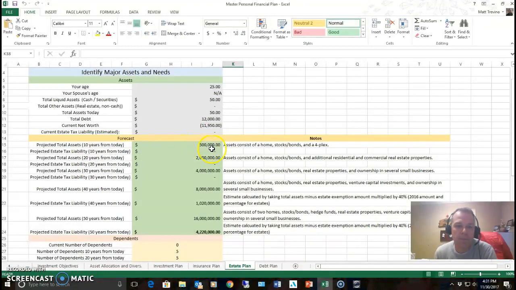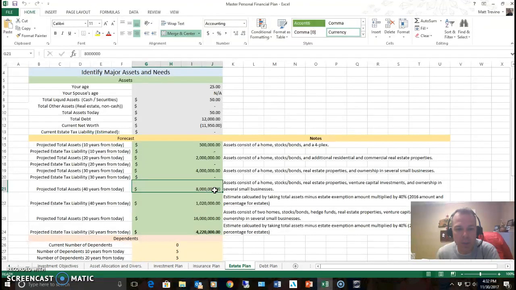Projection in 10 years to have 500,000 in assets of a home, stocks and bonds, and a rental property. 20 years, have what you had previous, but instead of only a fourplex, additional residential and commercial real estate. In 30 years, additional, 40 years, even more venture capital, ownership of small businesses. And if you are still single at the time, then you have 8 million.